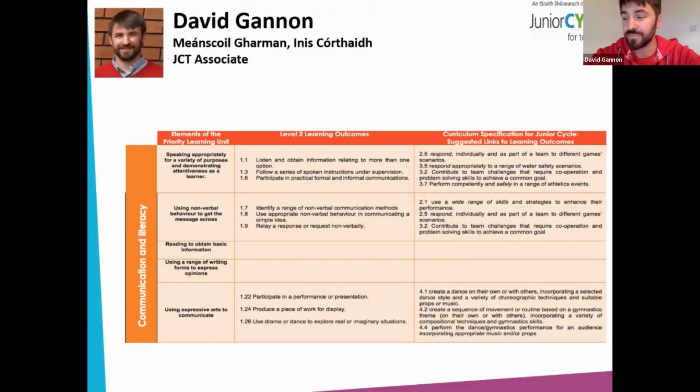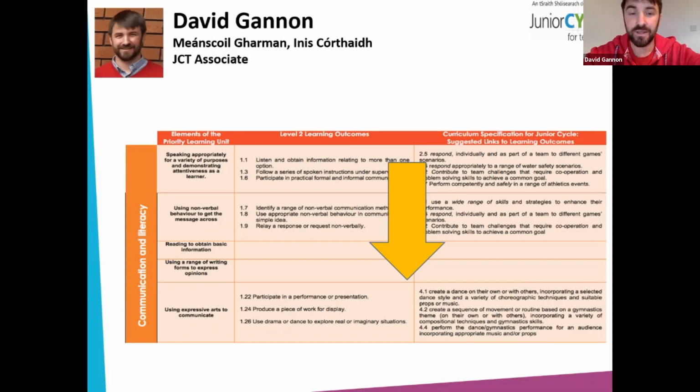So this is a template that is available on the JCT website, and it's available to all subjects. It covers your priority learning units at the Level 2 learning program and Level 2 learning outcomes. And then what I have done, as Anya spoke about earlier on, and as Alicia mentioned earlier on, is start to map where areas in the PE short course will map onto Level 2 learning outcomes. So we've gone through all the short course, and all the priority learning units, and we've mapped as many as we feel are appropriate.